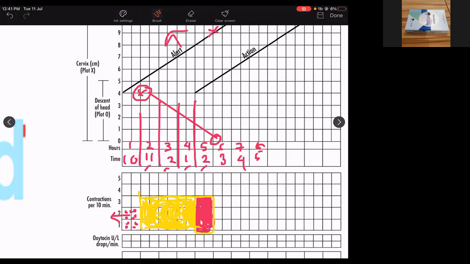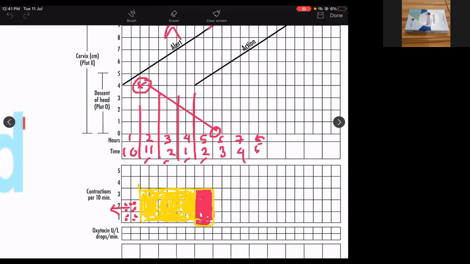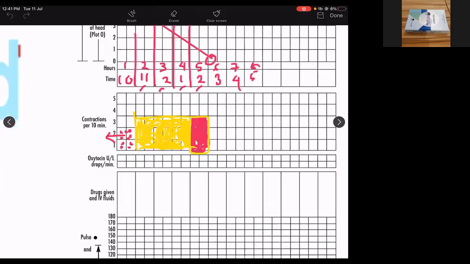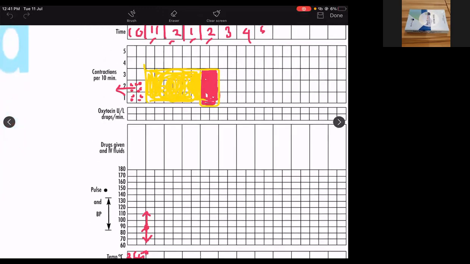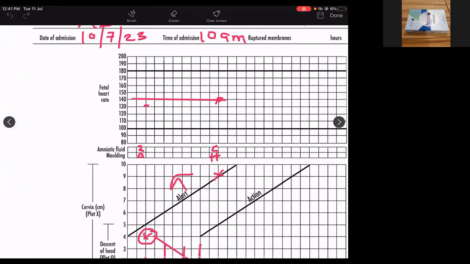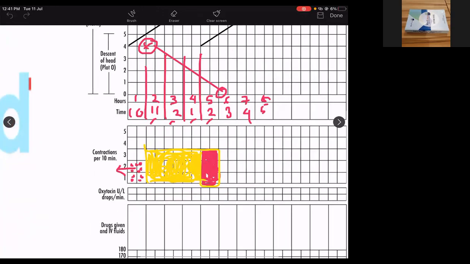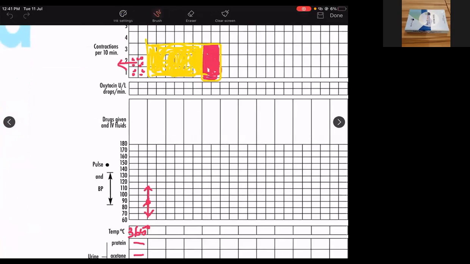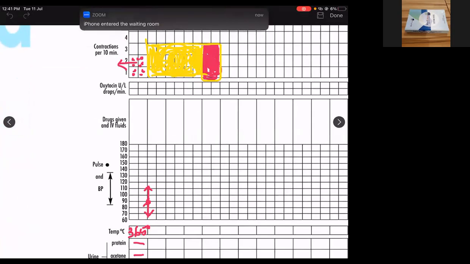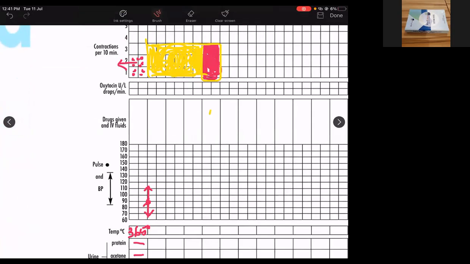So that is about the cervical dilatation. And then of course, she's progressing well, so you don't need to give her any oxytocin. Of course, in between, you are giving her IV fluids. Maybe you decided, okay, let's give her 1 liter or maybe 500 mils.